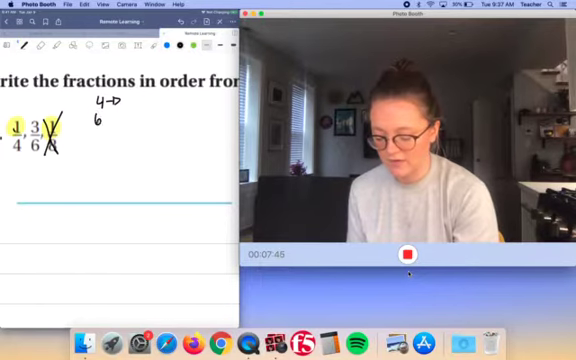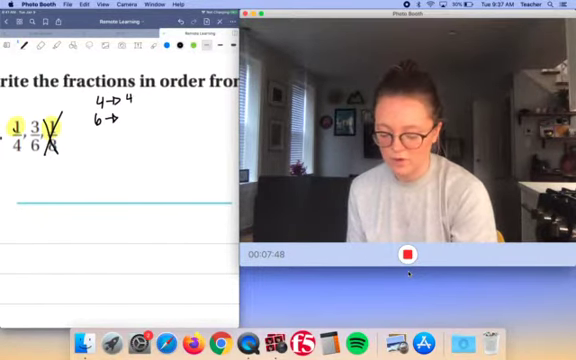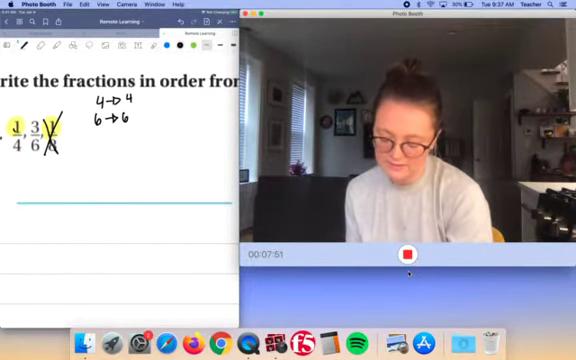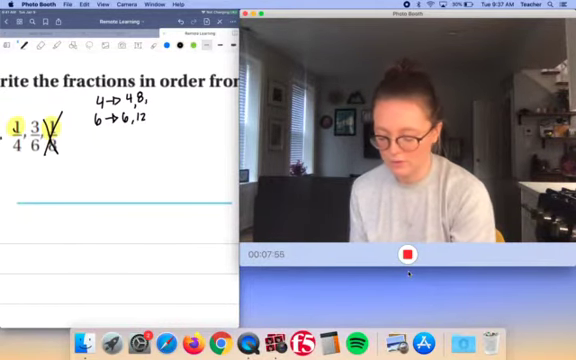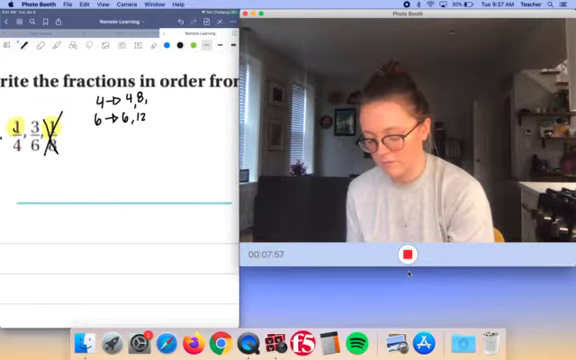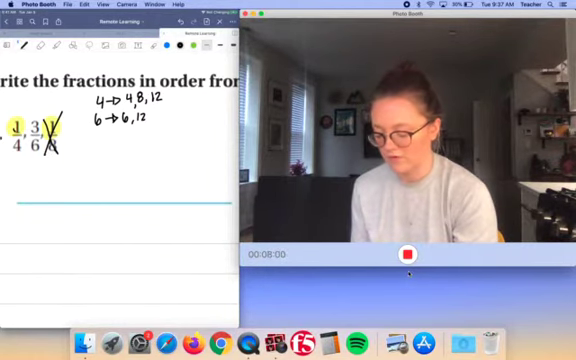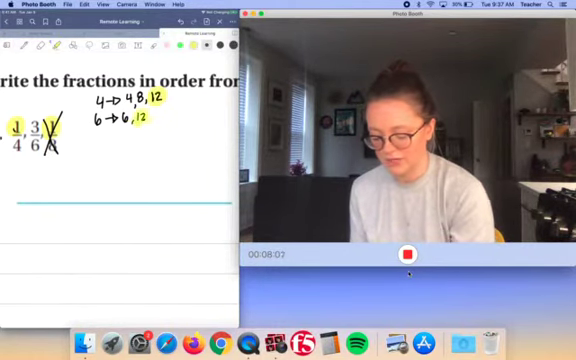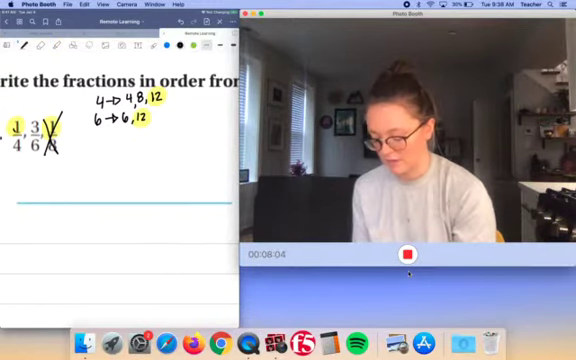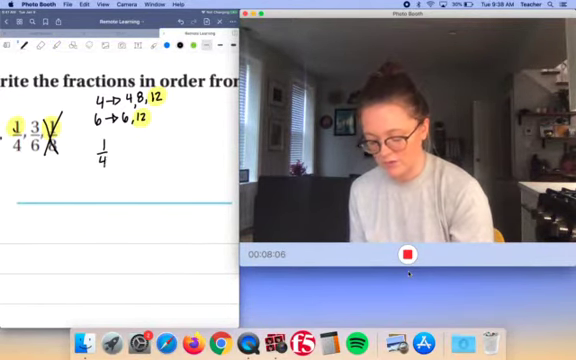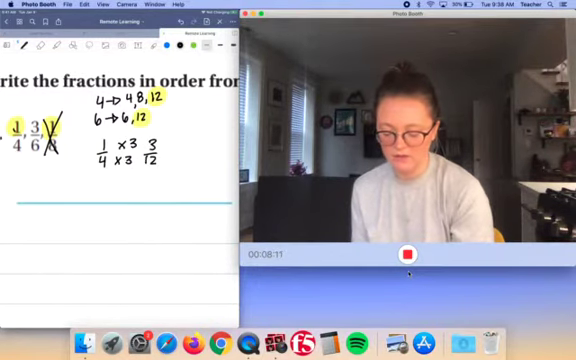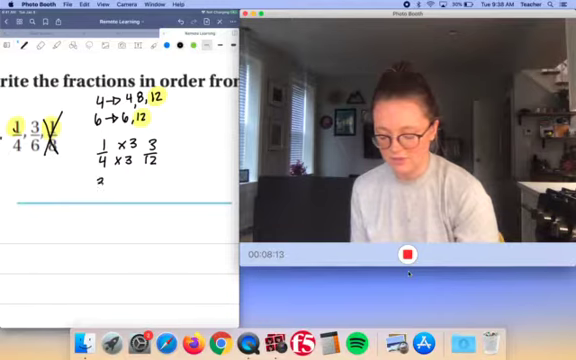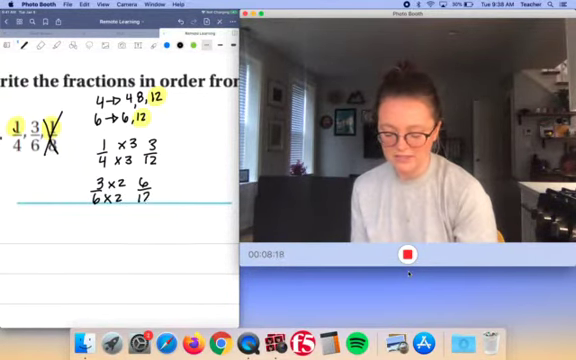So I have 4, 6, 8, 12. Ooh, I found it. They both share 12. So I'm going to take 1/4 times 3 so that my denominator is 12. And I'm going to take 3/6 times 2 so my denominator is 12.